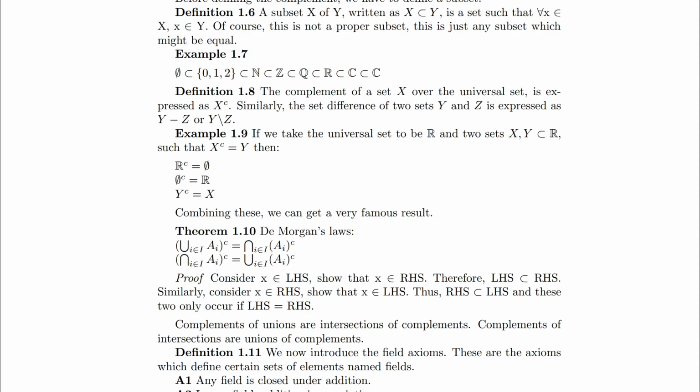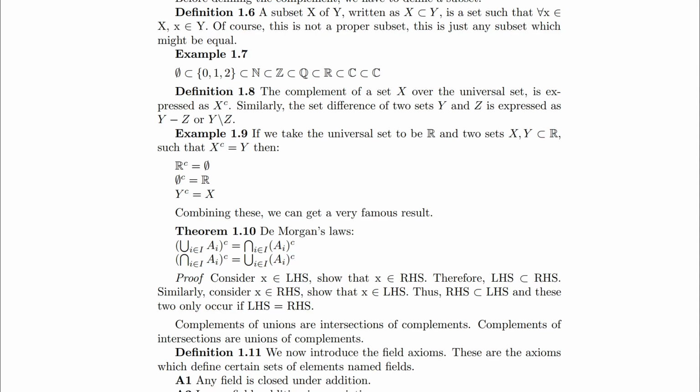Of course, this is not a proper subset. It's just any subset which might be equal to the set. For example, we have that the empty set is a subset of 0, 1, and 2, which, if you wish to prove, can be proven vacuously, as for any x in the empty set, in other words, no x, it will also be in 0, 1, 2.